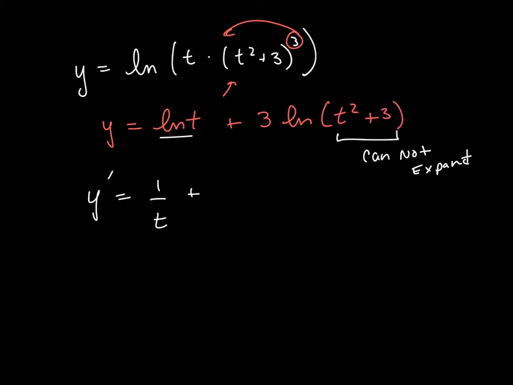And then with this, I want to do this one separately. I want to go ahead for this portion, u is equal to t squared plus 3. So the derivative of u is equal to 2t. So we're using the chain rule with this.